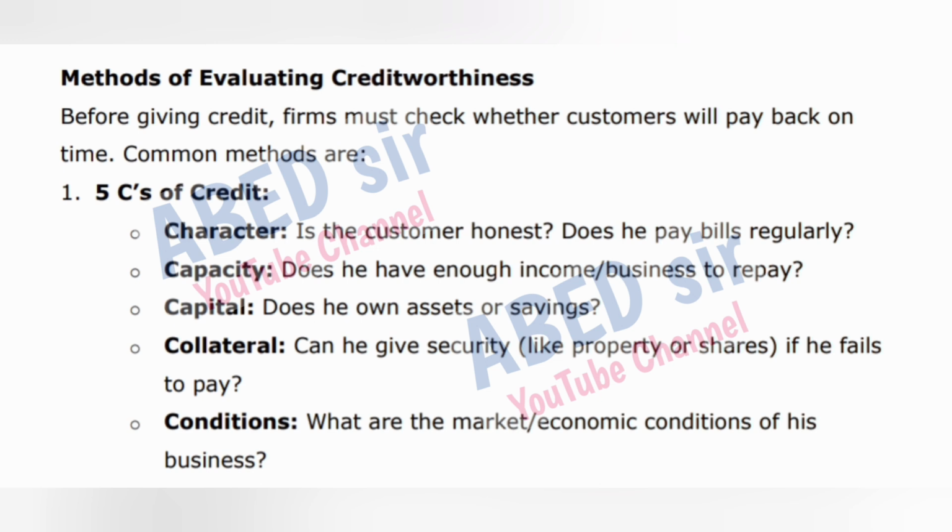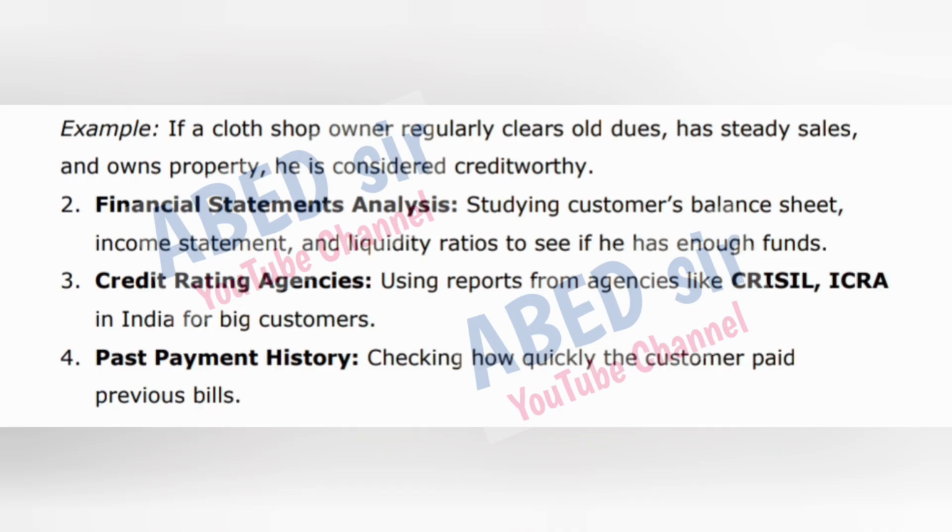Capacity, does he have enough income or business to repay? Capital, does he own assets or savings? Collateral, can he give security, like property or shares, if he fails to pay? Conditions, what are the market and economic conditions of his business? Example, if a cloth shop owner regularly clears old dues, has steady sales, and owns property, he is considered creditworthy.